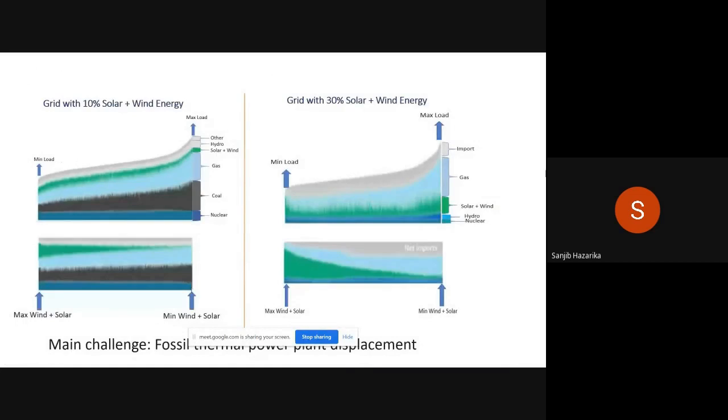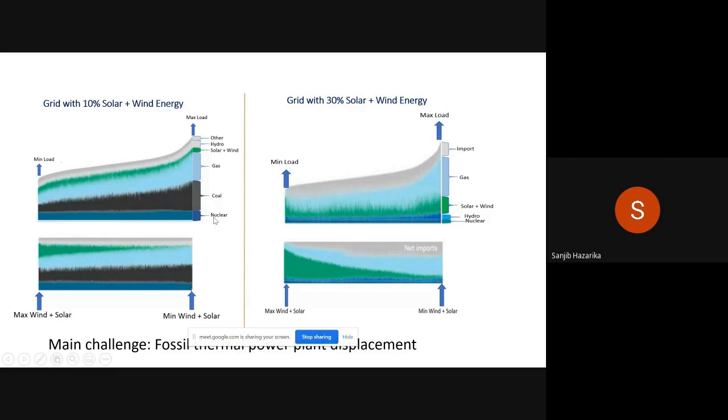So let me show you one grid. This is basically a two-grid system. On the left is 10% solar and wind energy, and on the right is 30% solar and wind energy in the grid. Talking about the left side, we can see how the electricity demand changes and how the electricity generation by different sectors changes over the time frame.